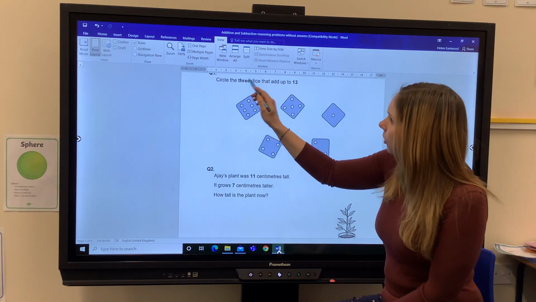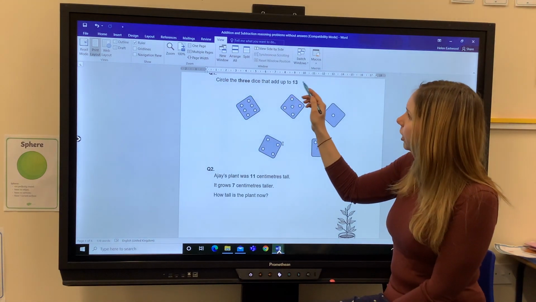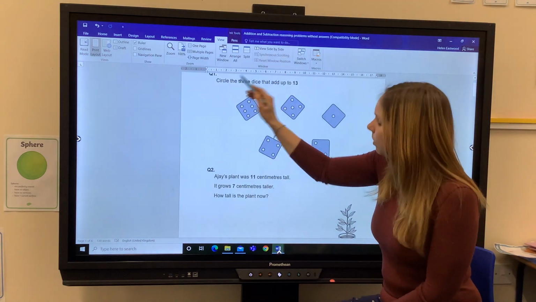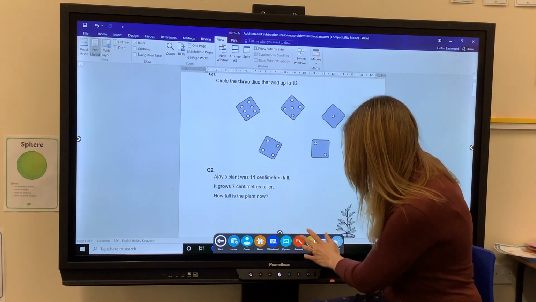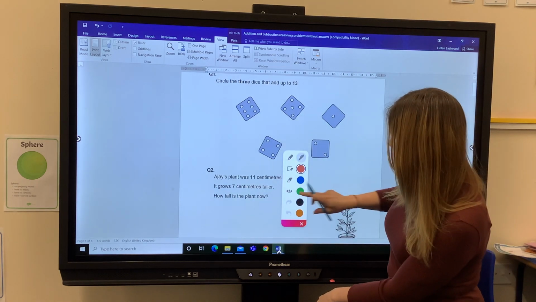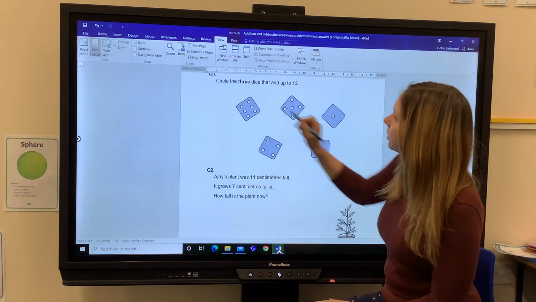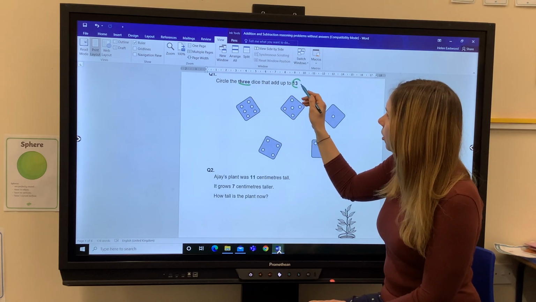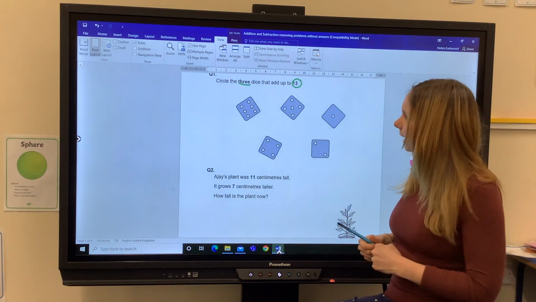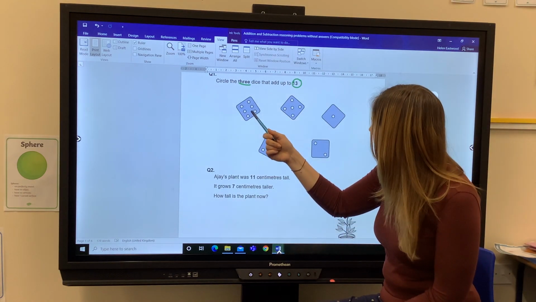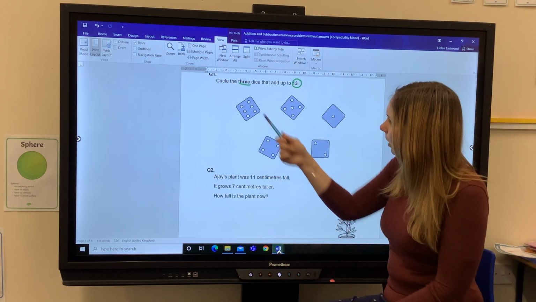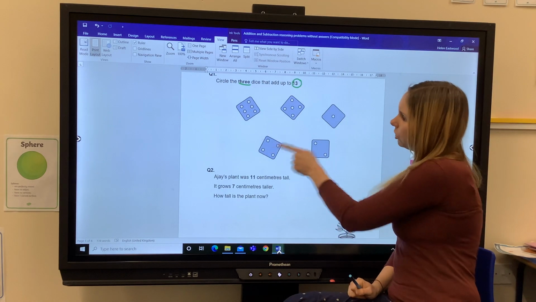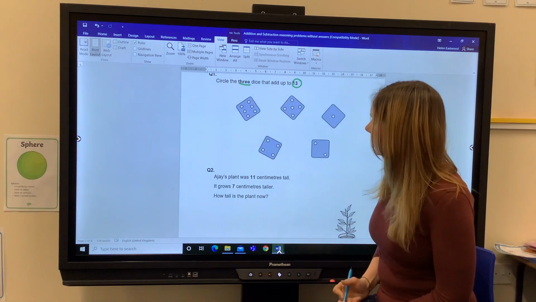So circle the 3 dice that add up to 13. So I'm going to circle the important information again. Remember to use my pen. What colour should we go for? Let's go for green. So I need to circle the 3 dice that add up to 13. So we need to use some of our number facts here. So I've got 6. Well, I know with 6 and 4 that makes 10. 2 and 1 makes 3, which would make 13, but that would be 4 dice.